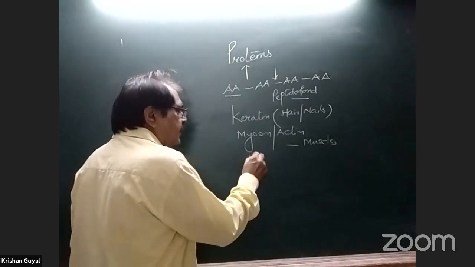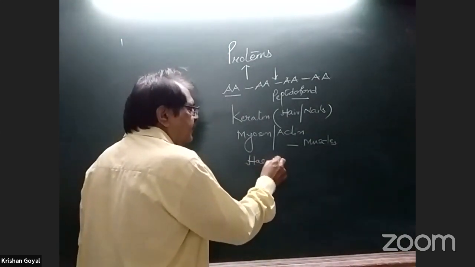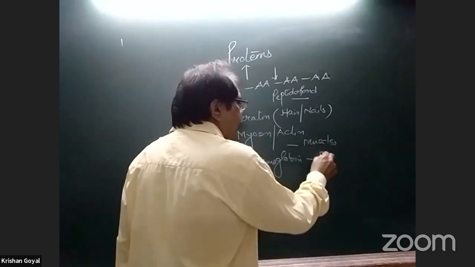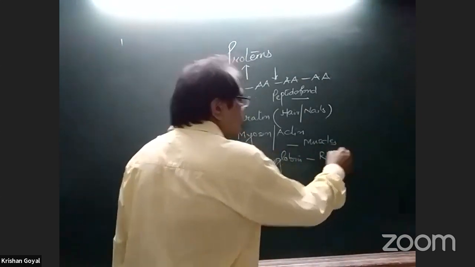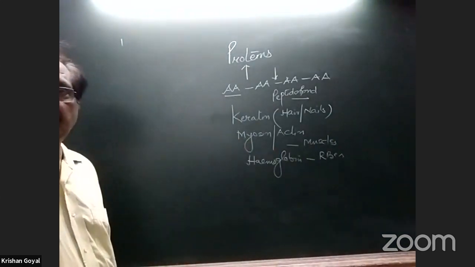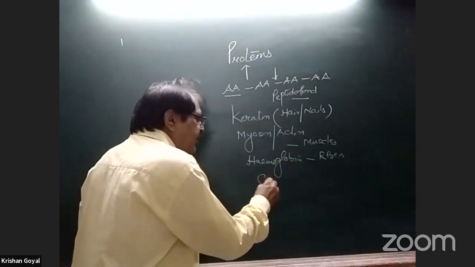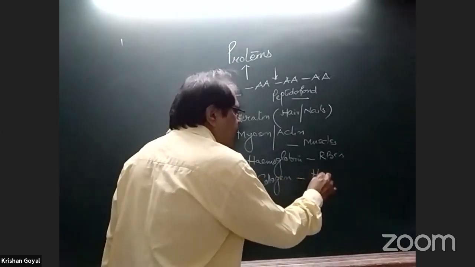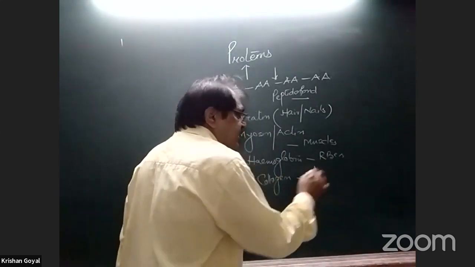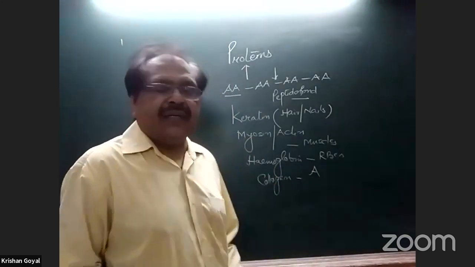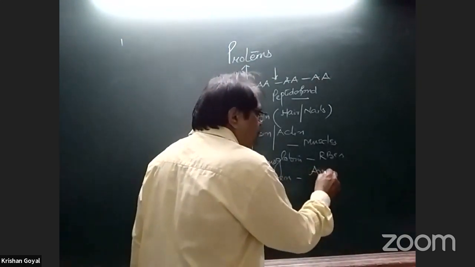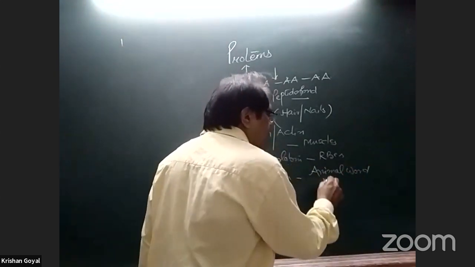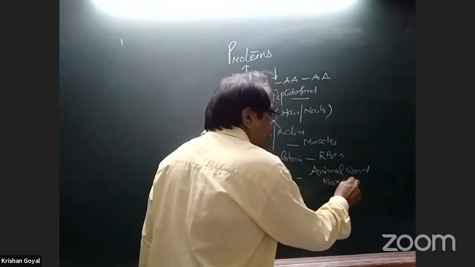Then hemoglobin is present in red blood cells. Then collagen is present in the human or animal world. It is the maximum amount of protein in the animal world.